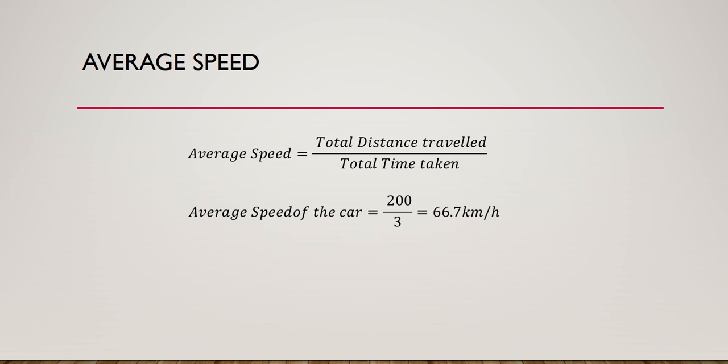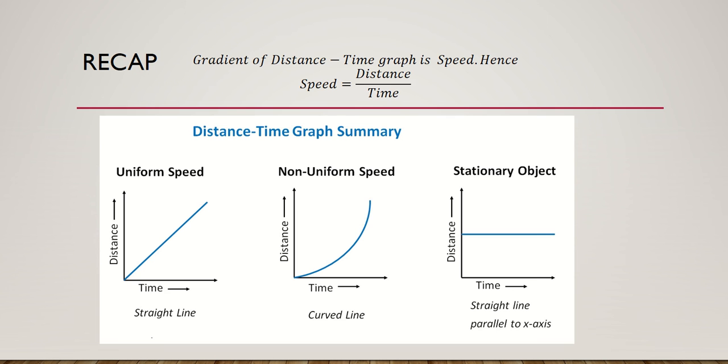Now let's see the average speed of the whole travel. The total distance covered by the car was 200 and the time was 3 hours. The average speed is 66.7 kilometer per hour.